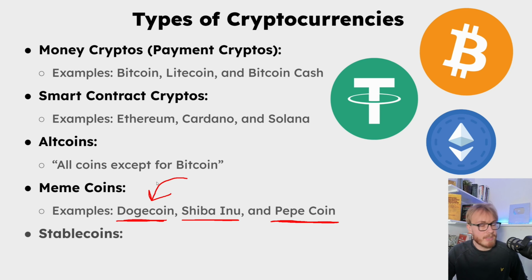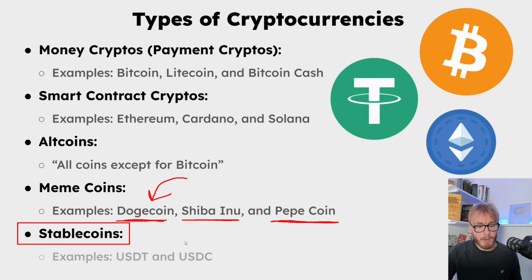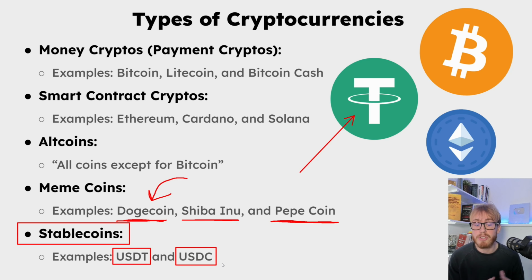Last but definitely not least, we have a category called stablecoins. For traders, stablecoins are very important to understand, so I will have a separate slide where I talk about stablecoins. But for now, let's just take a look at a few examples. One example of a stablecoin is USDT, which stands for USD Tether. This right here is USD Tether. And another example of a stablecoin is USDC here, or USD Coin.